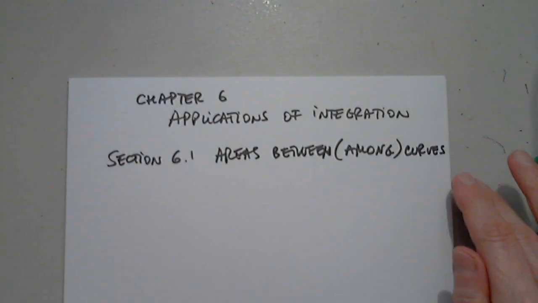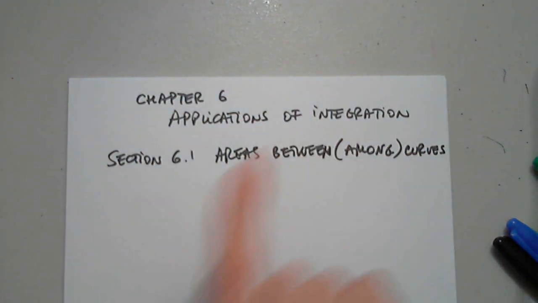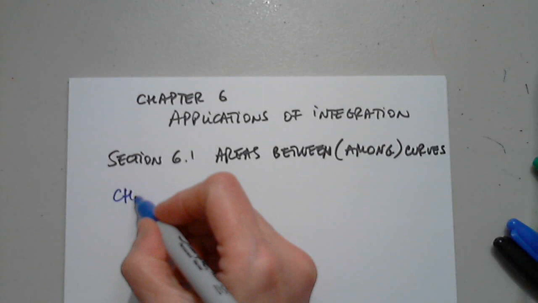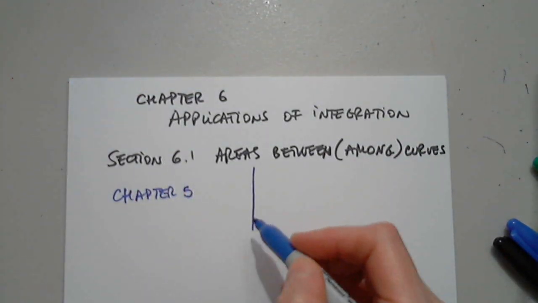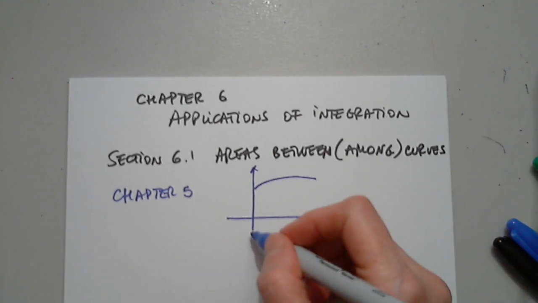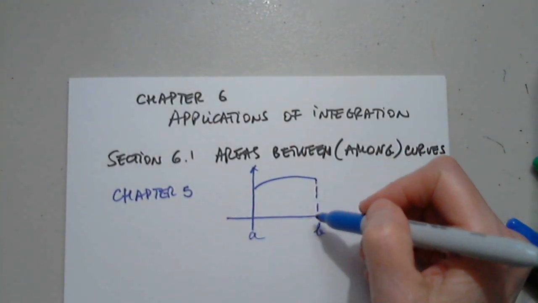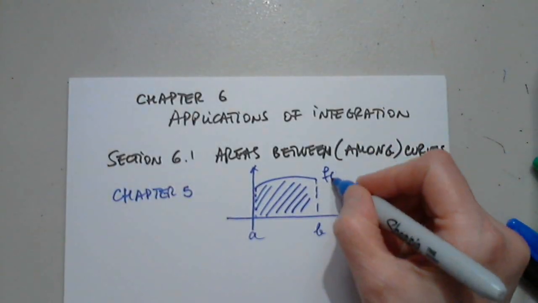Well, hello everyone. This is our first video on Chapter 6, Applications of Integration, and we're going to look at areas between two or more curves. In Chapter 5, we looked at area under a graph. So if this was the graph between a and b, we determine the area, and this is f of x.